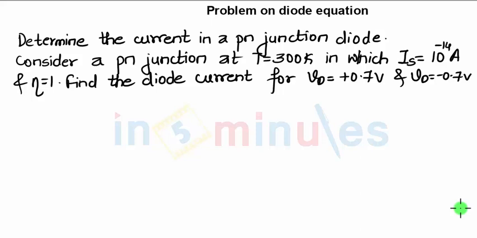Now the next problem is to determine the current in a PN junction diode. This is the aim of the problem. We need to find the current in a PN junction diode. What is given? Consider a PN junction diode.